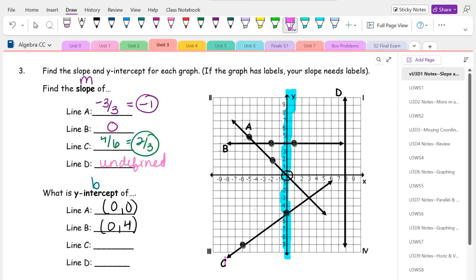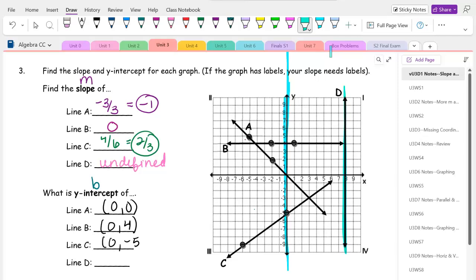Line C. It hits the y-axis down at -5. But again, make sure you have your 0, comma. And then line D is kind of unique. This vertical line here, hold on, here's my y-axis. Here's line D. So what you should notice is it doesn't hit the y-axis at all.